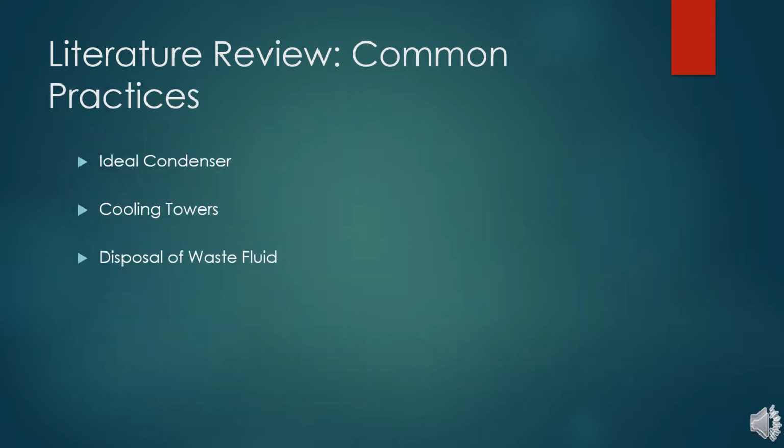Some common practices which were found are as follows. According to a paper called Geothermal Power Plant Condensers in the World, which was published in 2015, direct contact condensers are commonly used in dry steam and flash steam power plants, while surface condensers are often used in binary power plants. It was also found that cooling towers are not always used.